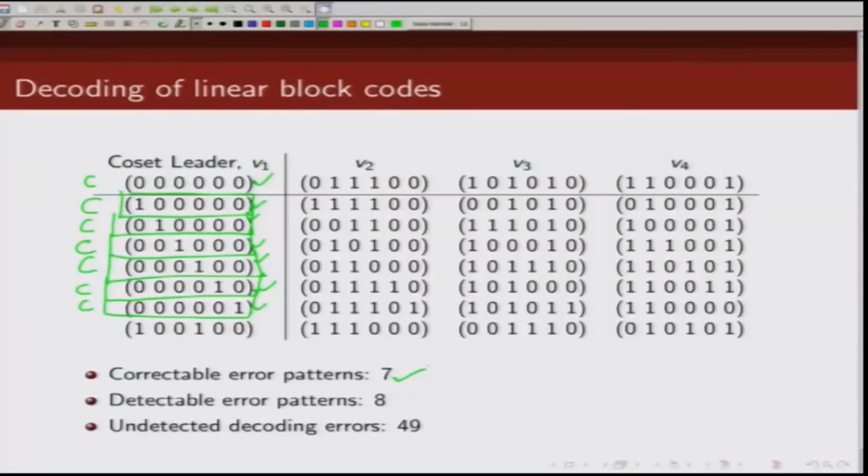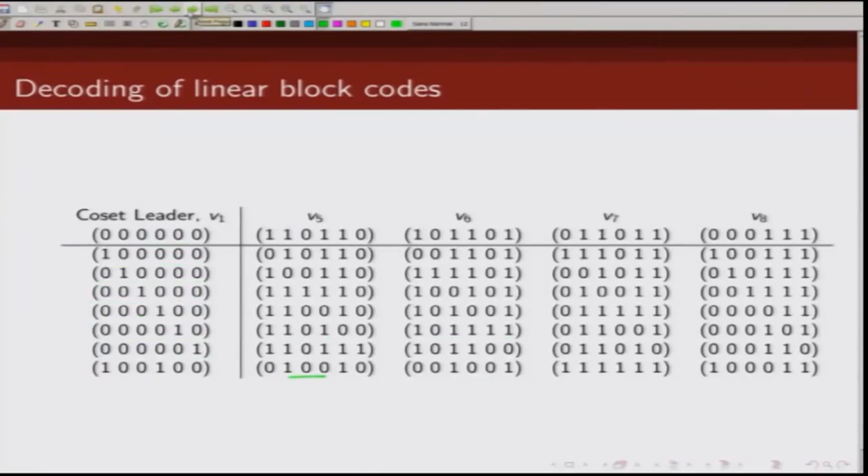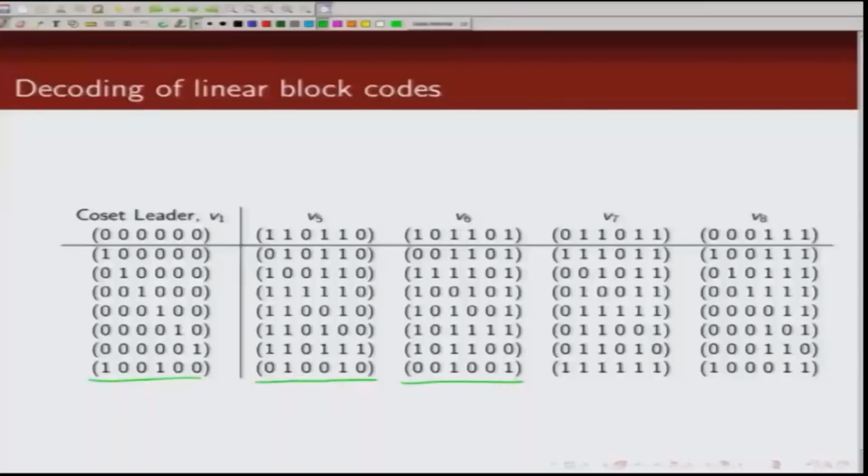Now, what happens here? This error pattern has weight 2, this has 3, this has 3, this has 3, oh, this has 2. So, this has 2, this also has 2, this also has 2. So, in this last row, my coset leader is no longer the error pattern with lowest Hamming weight. There are 2 other error patterns which also have Hamming weight 2.